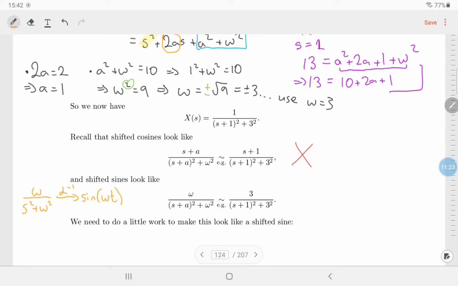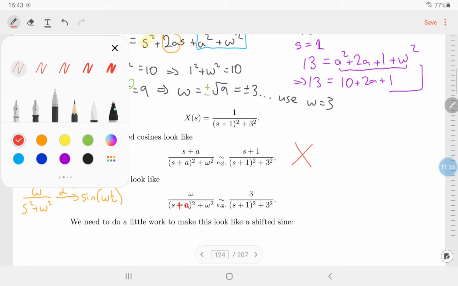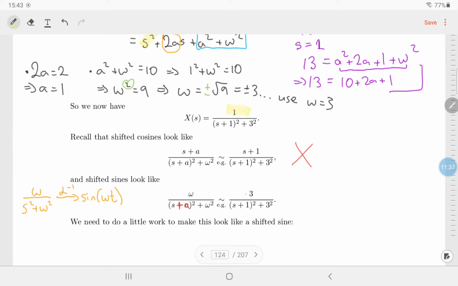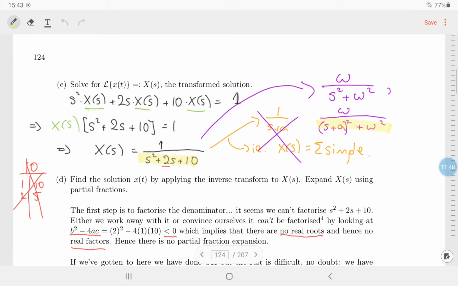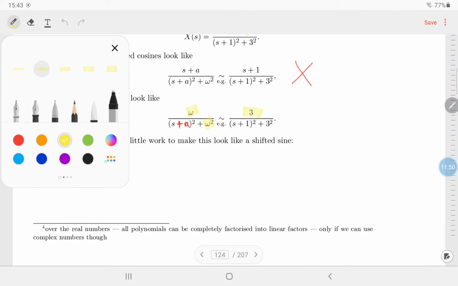Okay, and so if the s is shifted to s plus a, then this is what you call a shifted sine omega t. And this is kind of what we have here. Now the only issue is we have a 1 and we should have a 3 because you need to have omega. So we definitely want a 3. So we have to do a little bit of work. We'll see it here.